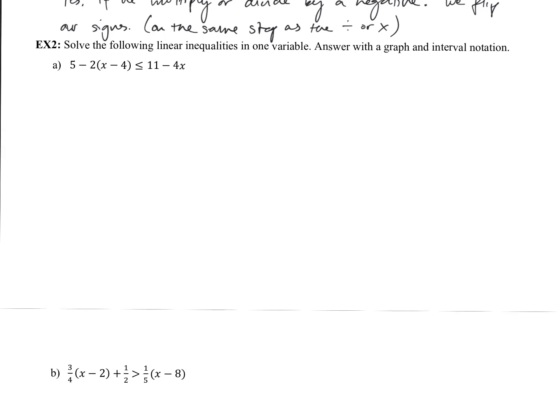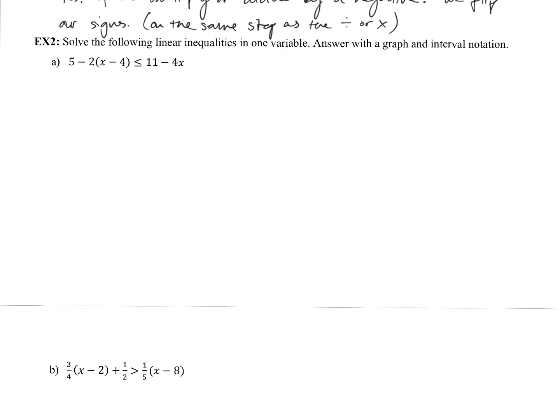So let's take a look at example 2. Solve the following linear inequalities in one variable. Answer with the graph and interval notation. Okay, well, one thing first. How do I know this is linear, and then how do I know it's an inequality? Well, I know it's an inequality because I have an inequality symbol. Awesome. And then it's linear because we only have x to the first power. Okay, so that's simple.